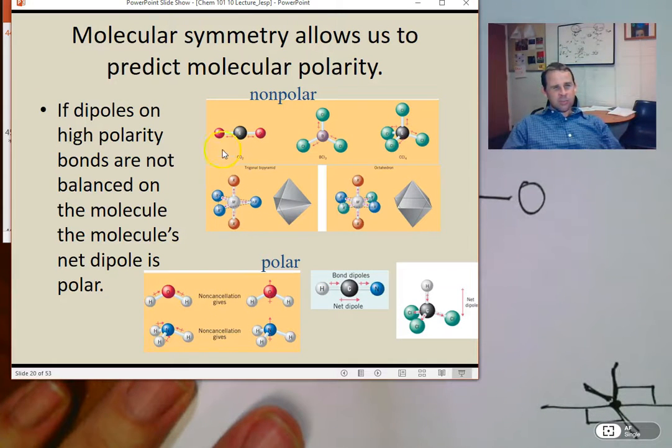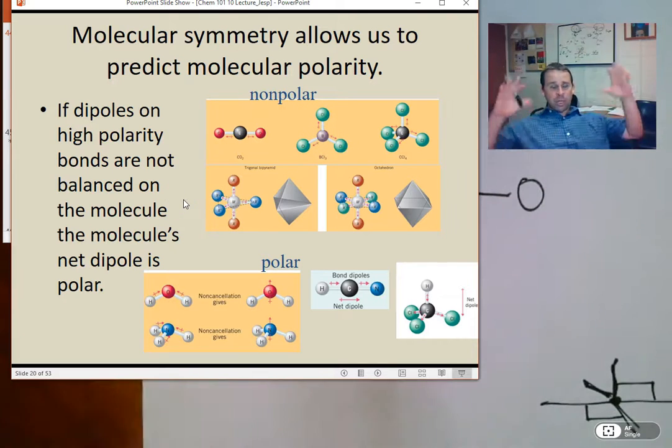Now that's not the case for all compounds. Here's carbon dioxide. Electron density does not go just to one side. It goes evenly throughout because it's trying to be pulled back and forth by the oxygens. So you have a non-polar compound. Same here with BCl3 or CCl4. In all these scenarios, electron density is being pulled, but it's not being pulled just to one side.